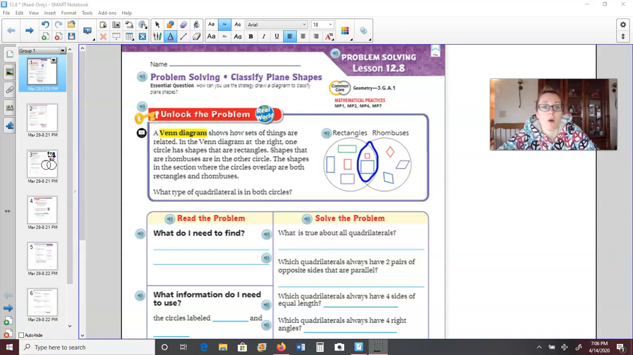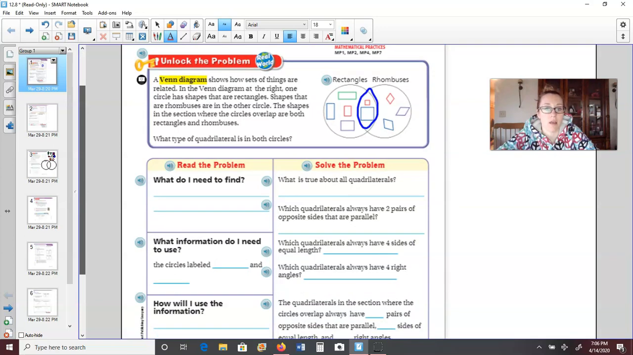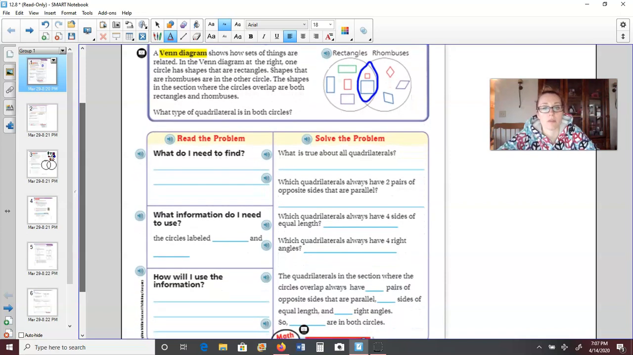So we're looking for what kind of quadrilateral would be rectangles, but also rhombuses. And you might have an idea of what type of quadrilateral that is based on the picture that you see, or based on your knowledge of rectangles and rhombuses, and how there is one very special quadrilateral that can be classified as both. But we're going to walk through the steps together. This is our problem-solving lesson, so we want to make sure we are explaining what we're doing and following step-by-step directions of how to solve the question.